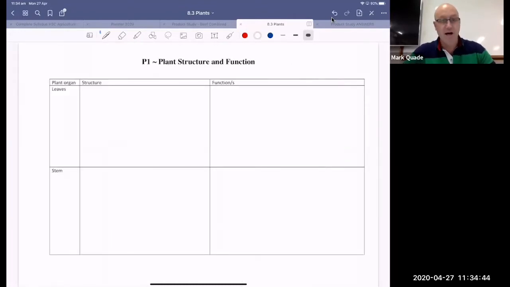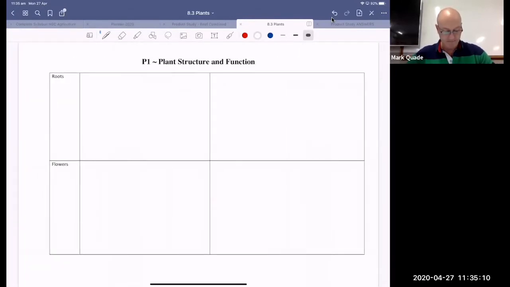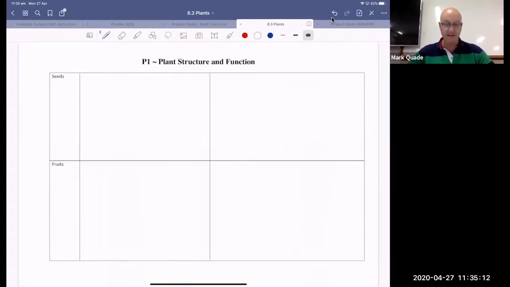For P1, we're looking at the structure and function of different parts of the plant. So I've created this document for you. I've put it on the Google Classroom also. I've left it as Word so that you can change it to suit your needs, or you can print it off and write on it, whatever works for you. As you can see, we've got leaves, stem, roots, flowers, seeds, and fruits.